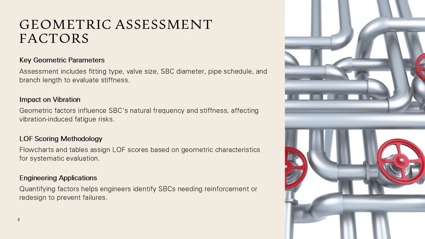The geometric assessment process involves evaluating several key parameters, including fitting type, number and size of valves, SBC minimum diameter, parent pipe schedule, and overall branch length. Each parameter influences the SBC's stiffness and natural frequency, which in turn affects its susceptibility to vibration-induced fatigue. For instance, fittings such as weldolets or sockelets exhibit different span factors, impacting allowable span lengths and LOF scores. Similarly, larger diameters and heavier valves increase mass, lowering natural frequencies and amplifying vibration risks.